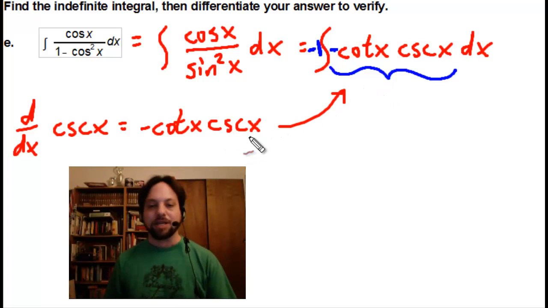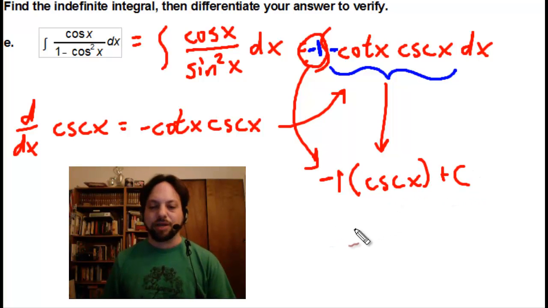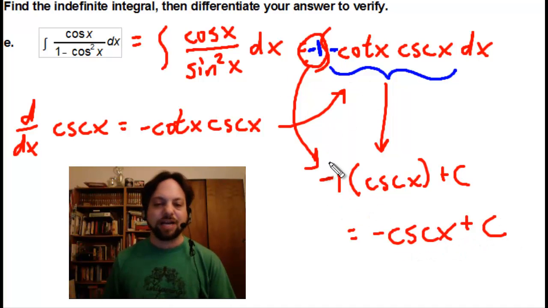And so what's going to happen here is this -1 that we introduced is going to come on down. And this integral that we've seen before is going to turn into our cosecant x. And so what we end up with here is actually negative cosecant x plus c. And you can see kind of how that works.